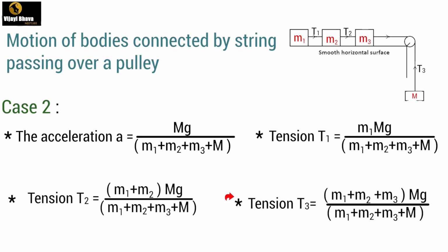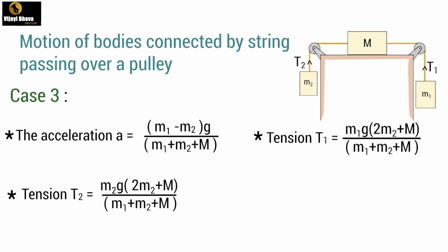Let us move on to another case wherein two bodies m1 and m2 are connected by a two-pulley system through a body of mass capital M. In this condition, the acceleration of the system A is equal to (m1 minus m2) into g by (m1 plus m2 plus M). Tension T1 is given by m1g into (2m2 plus M) by (m1 plus m2 plus M), and tension T2 is given by m2g into (2m1 plus M) by (m1 plus m2 plus M).